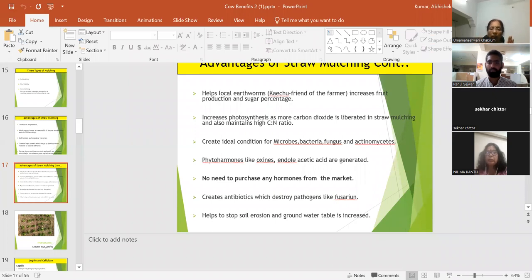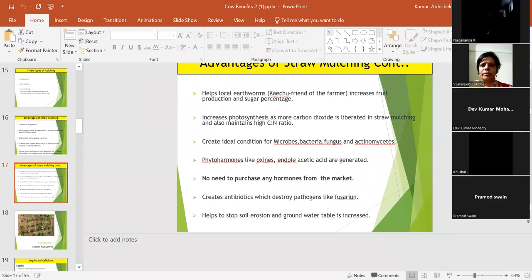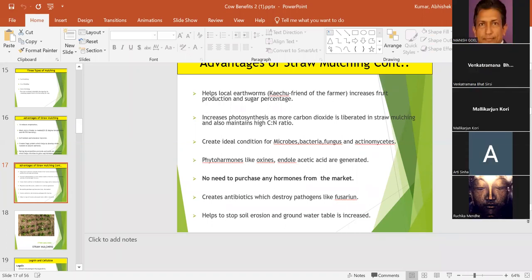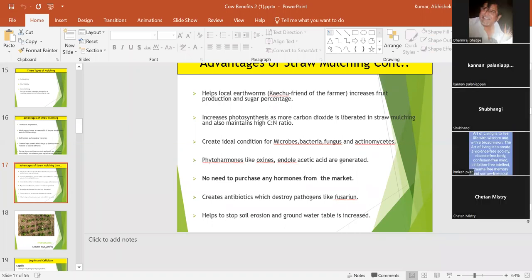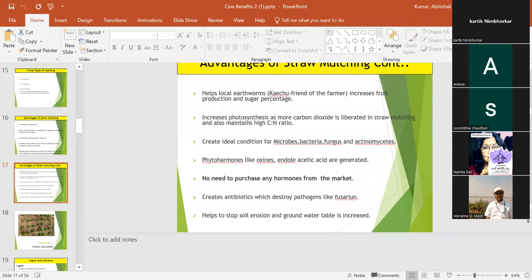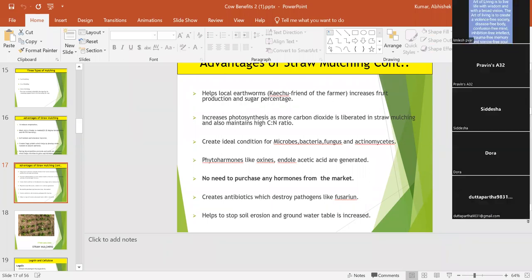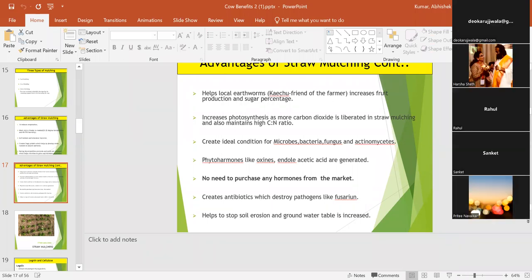Nitrogen is there in the air. 78% of the atmospheric air is made up of nitrogen only. But carbon, which is very, very important for plant growth, has fallen below 0.33%. So mulching, the straw mulching, will help to increase this organic carbon.